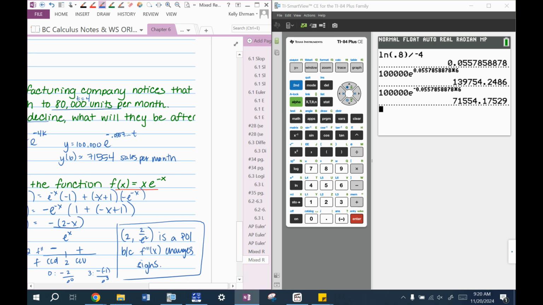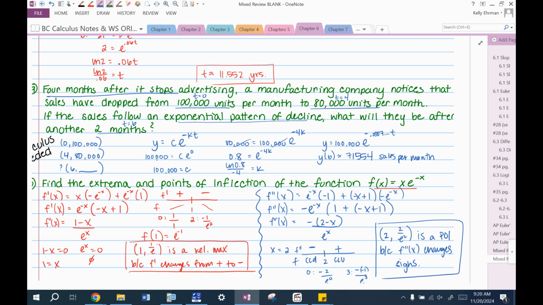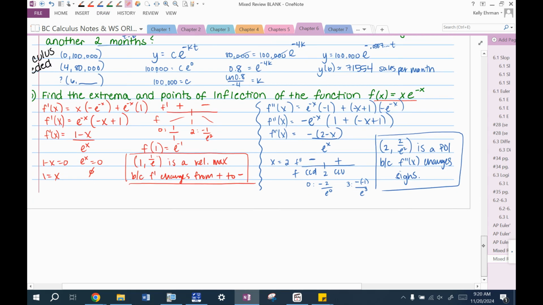Not that this is a rate, but everything was measured in each month. Okay. And then let's take a look at the last problem.